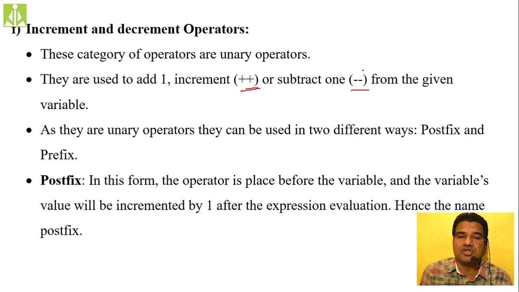We can use these unary increment and decrement operators in two different ways. One is in postfix notation, and the other one is in prefix notation. So using increment and decrement with postfix and prefix, we can frame four different types of increment and decrement operators.